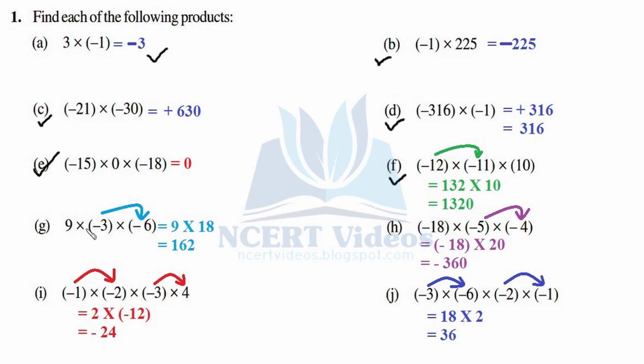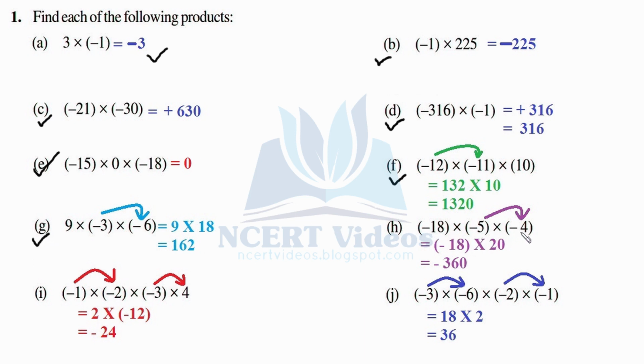G part. Here, first of all, we will multiply 3 into 6 gives you 18. Therefore, we write 18. Minus minus is plus. Now multiplying it with 9. So you can multiply it. 9 8s are 72, 7 is carry. 9 1s are 9. 9 plus 7 is 16. Therefore 162.